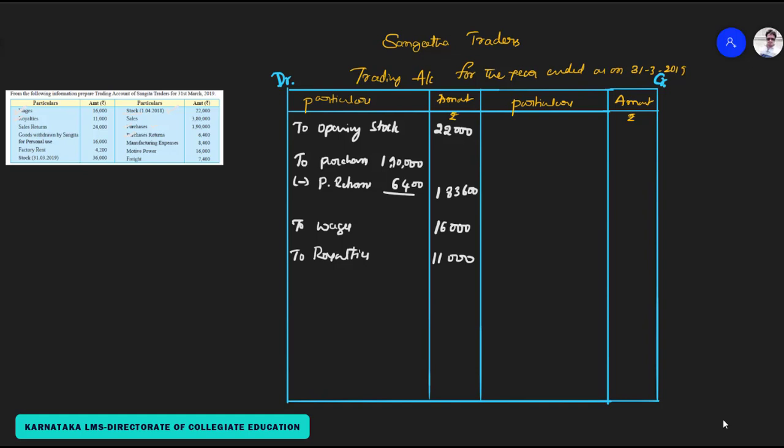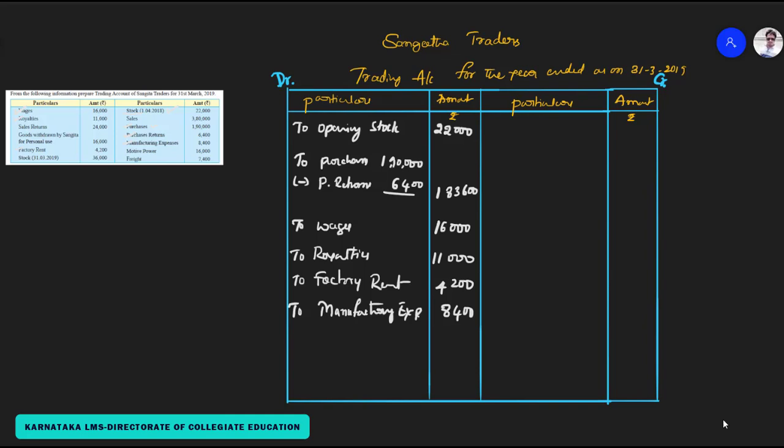And then we have factory rent as an expenditure. So to factory rent, rupees 4,200. And next we have manufacturing expenses. It is a direct expenditure, so we can write it here. To manufacturing expenses, rupees 8,400.